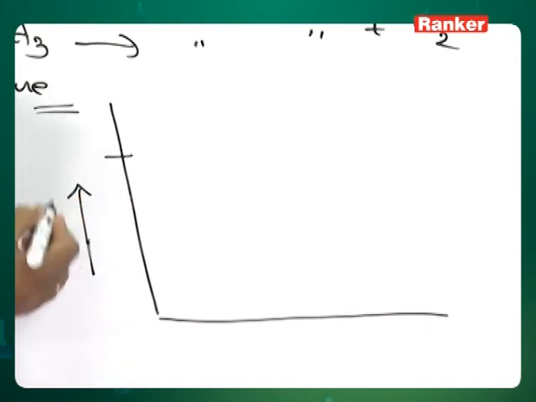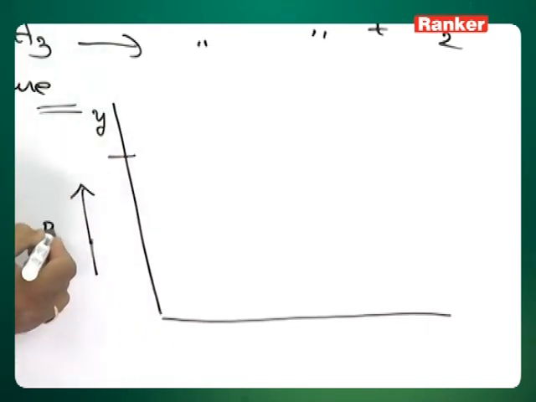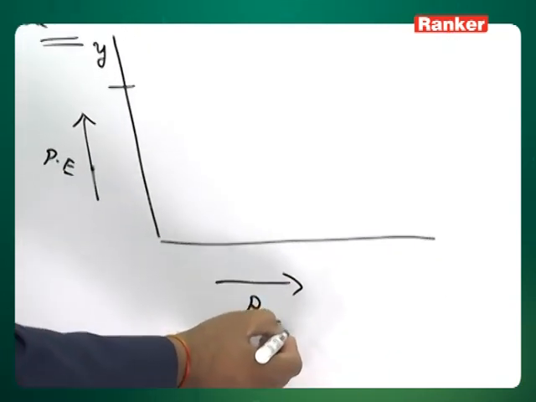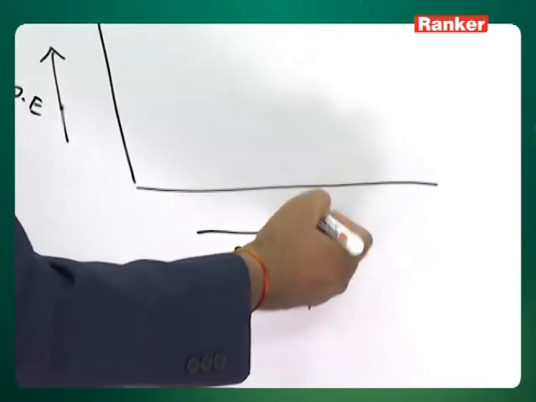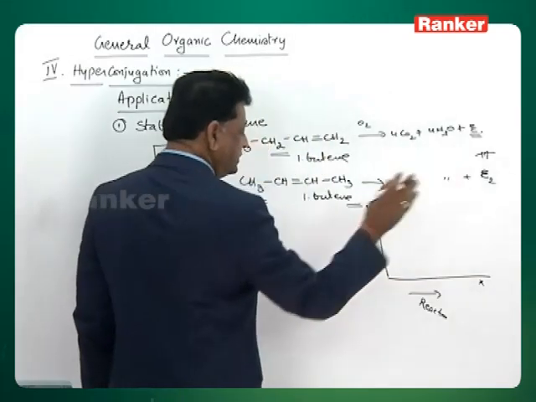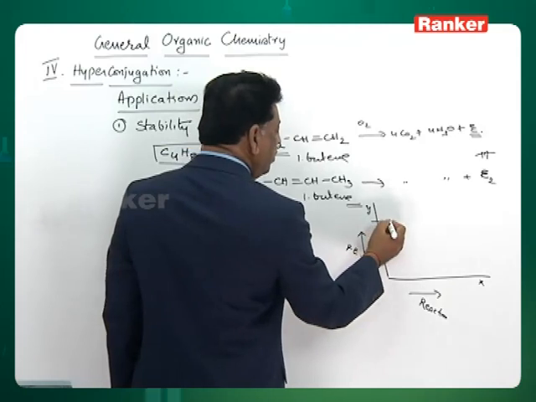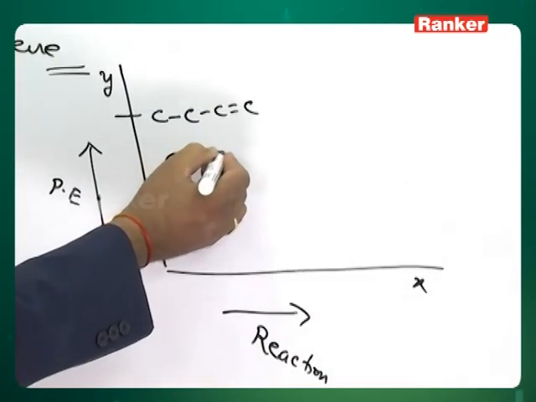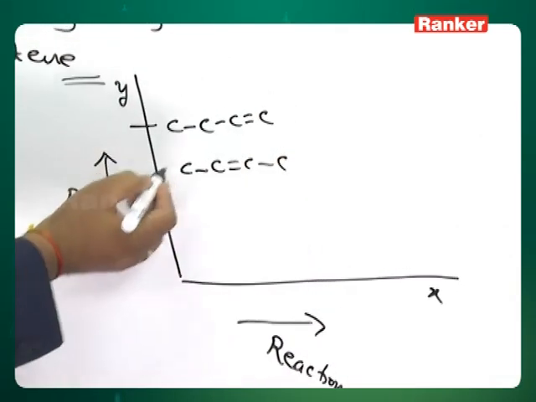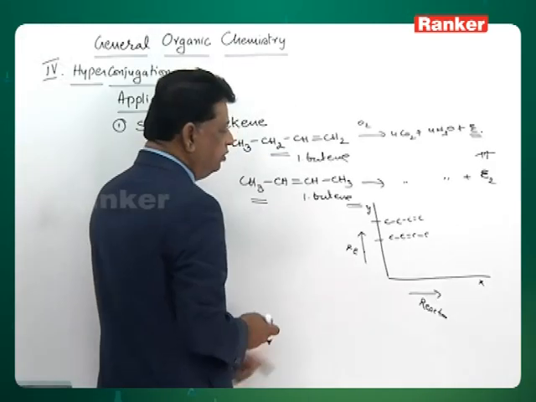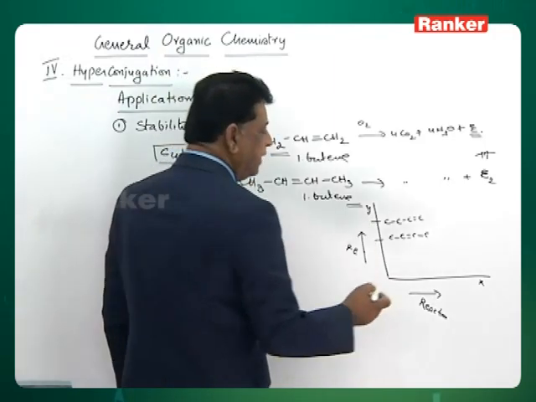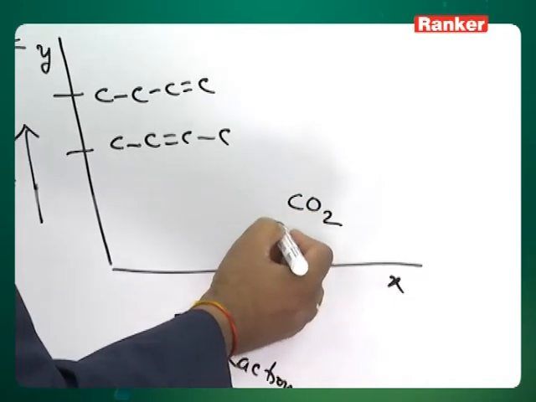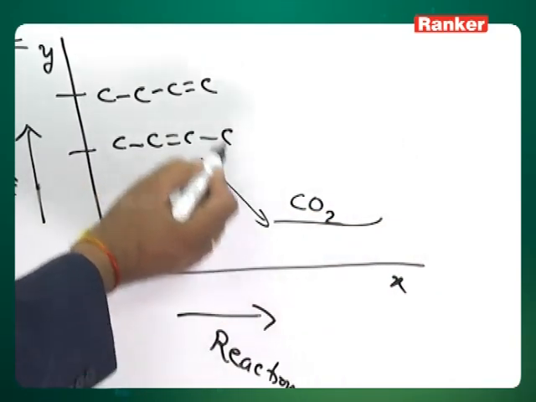I am showing potential energy increasing on the y-axis, and on the x-axis the reaction progress. So 1-butene will have a higher potential energy when compared with 2-butene. The potential energies of 1-butene and 2-butene are different. 2-butene has less potential energy, so it is more stable, and both are converted to carbon dioxide, right? So both are giving carbon dioxide only, isn't it?